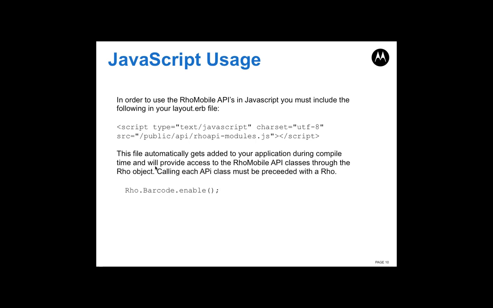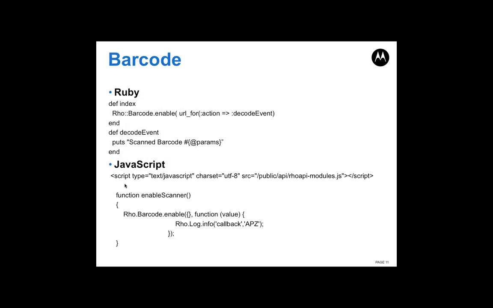So one caveat that you need to know about the JavaScript usage: you do need to include the following in your layout ERB file. And then as you call these things, you're going to call them with the Rho dot prefix. So for example, Rho dot barcode dot enable. Here are some examples of the flavor of the current API. You'll call something in your index method, perhaps on the controller. You'll enable something, and you'll just give it any callback. It's actually an event handler. You'll give it any event handler method.